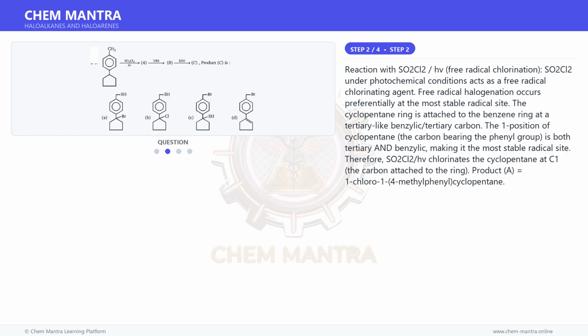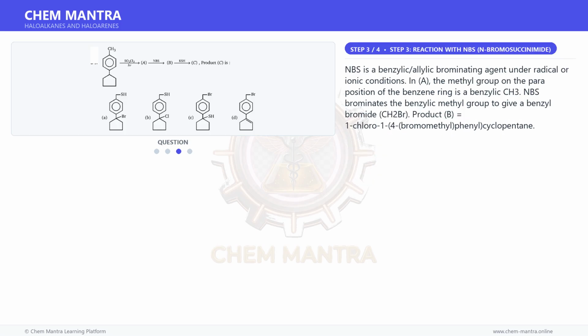Product A is equal to 1-chloro-1-(4-methylphenyl)cyclopentane. Moving on to the next step. NBS is a benzylic and allylic brominating agent under radical or ionic conditions. In A, the methyl group on the para position of the benzene ring is a benzylic CH3. NBS brominates the benzylic methyl group to give a benzyl bromide, CH2Br.